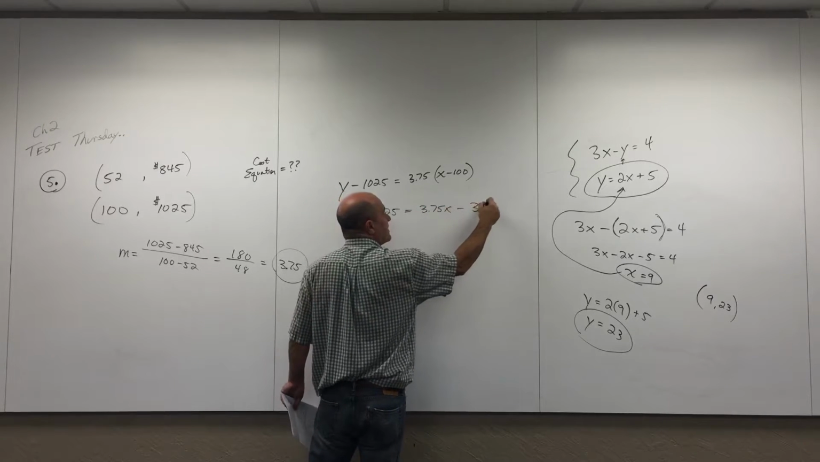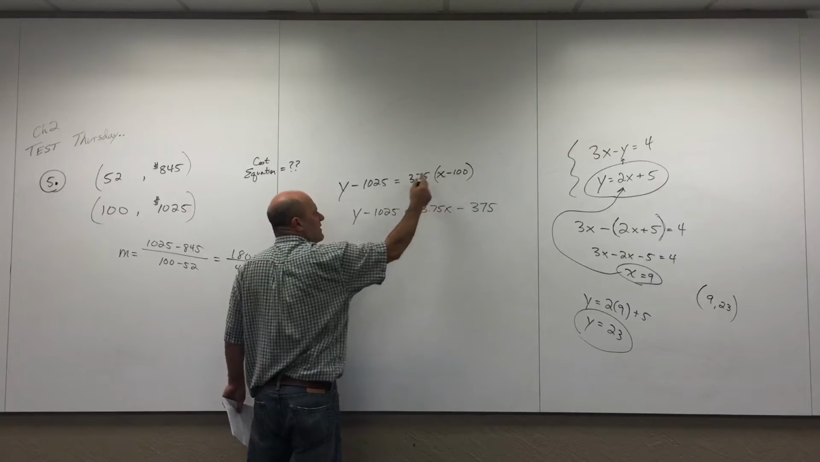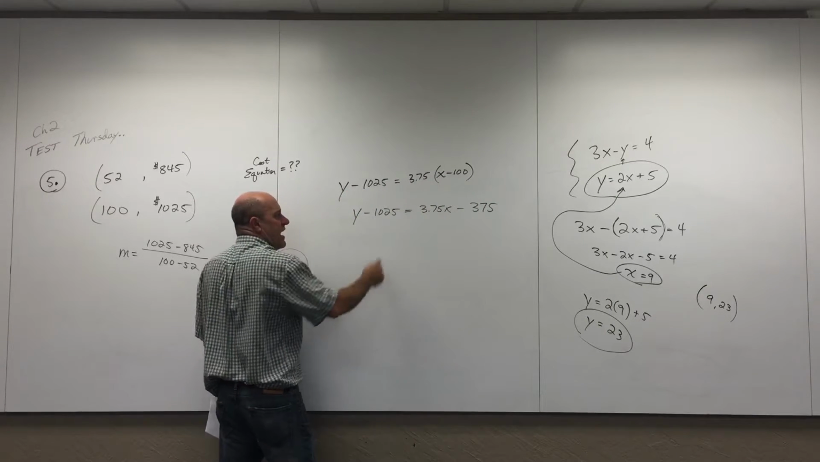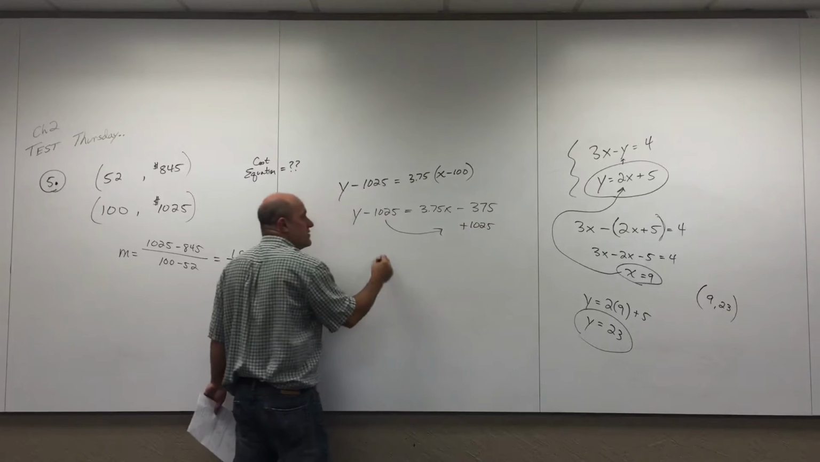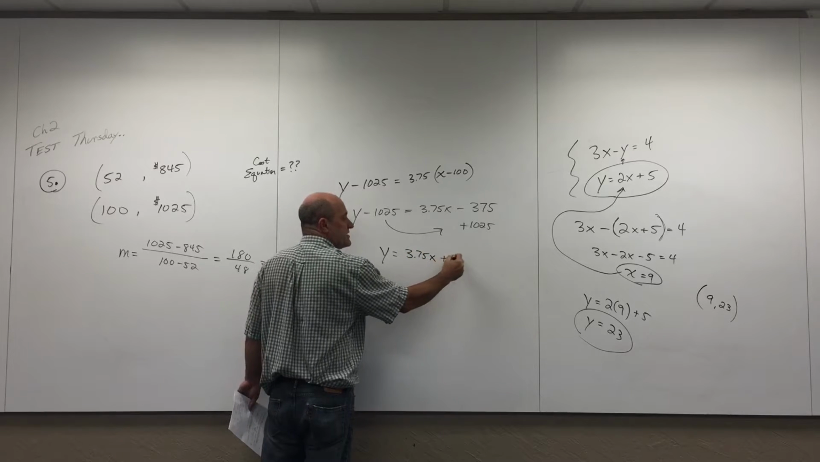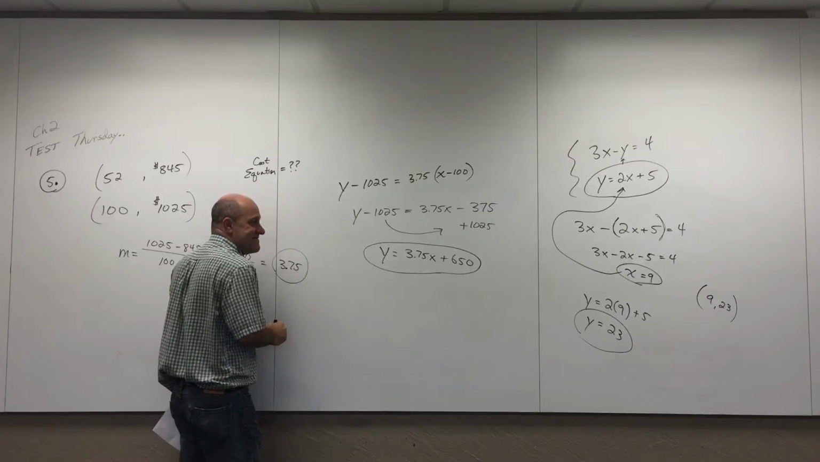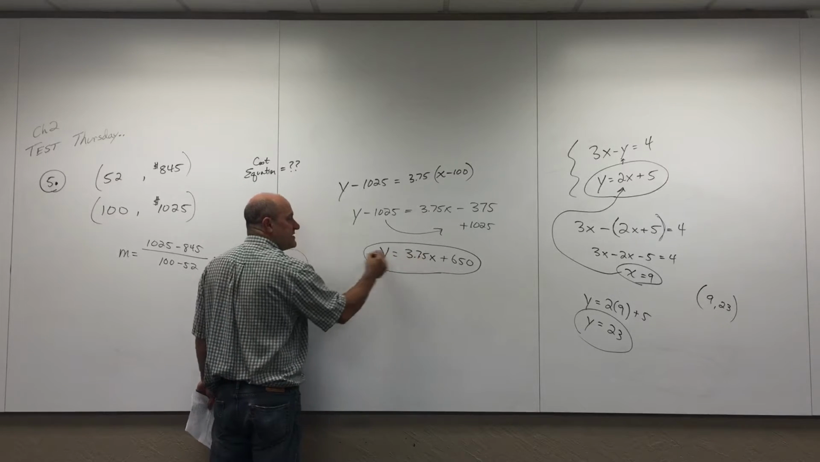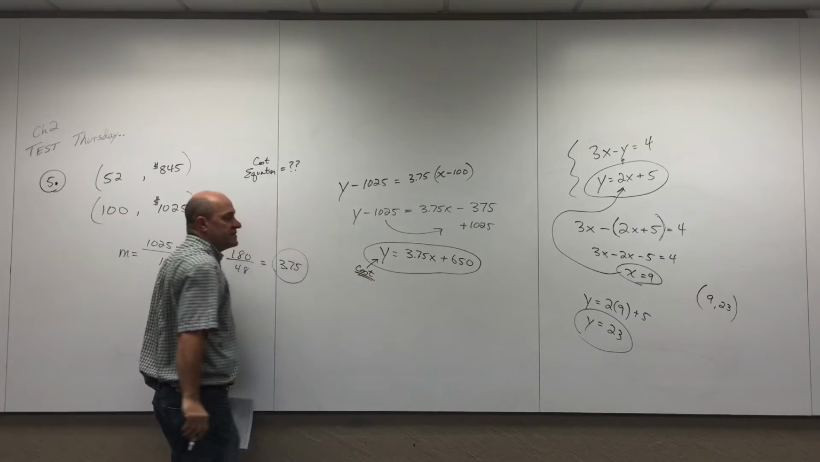3.75x minus 375. When you multiply by 100, that's what you get, I guess. And then add this 1025, and you get 3.75x plus 650. Is that what you guys had? Cool. And this y is cost. You can call it C if you want to. It's the cost equation.